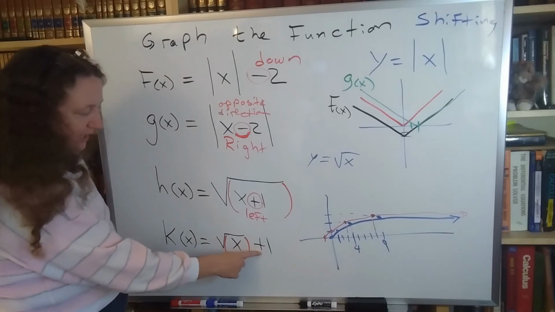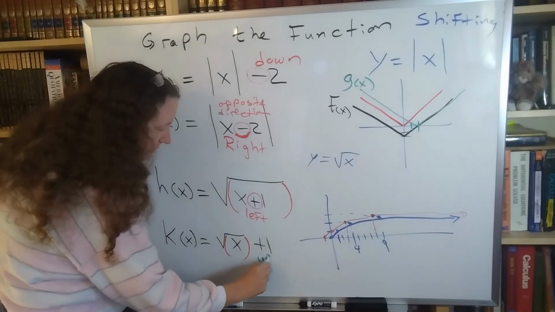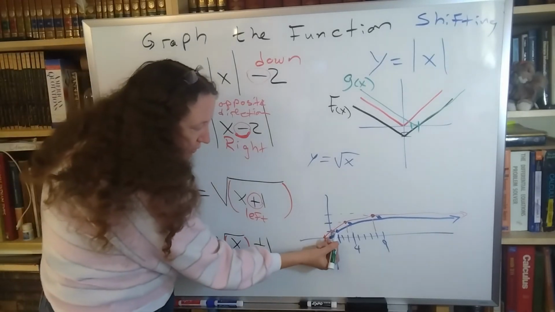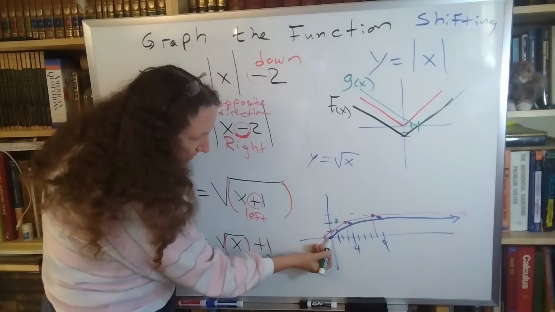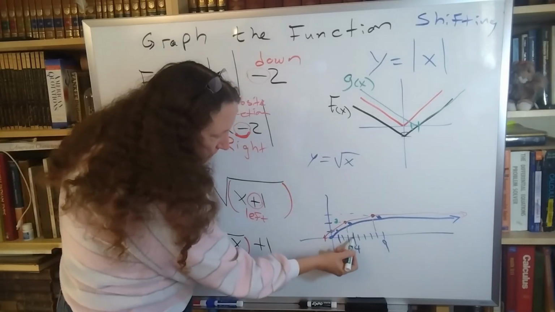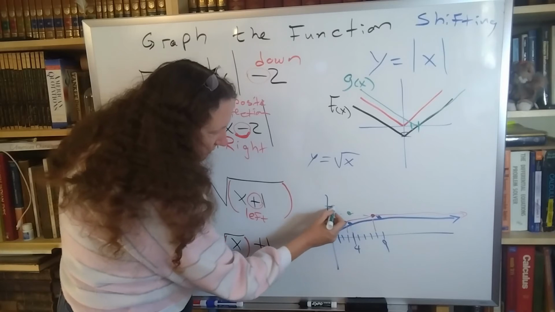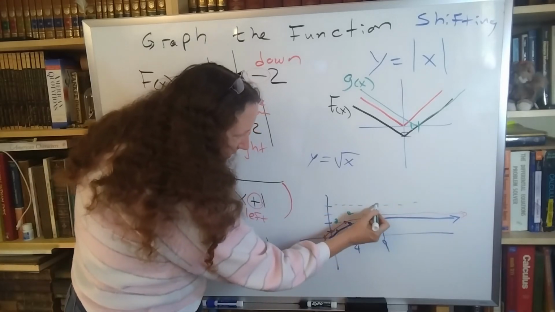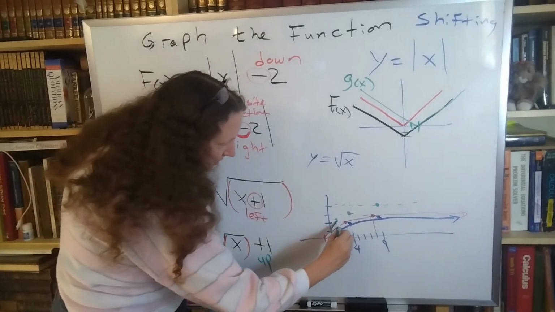Here, the change is outside the parentheses, so that is going up 1 space. So going from my original graph, I go up 1 space. From the original blue graph, I go up 1 space. And then I draw my line from there.